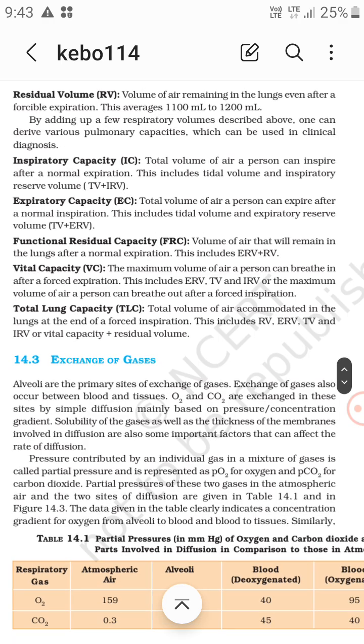Now functional residual capacity, FRC, is the volume of air that will remain in the lungs after a normal expiration, when you do the normal expiration, not forcible.